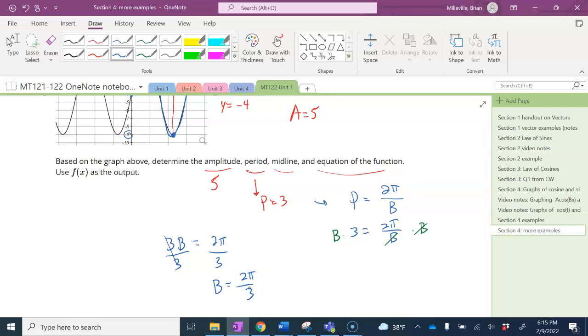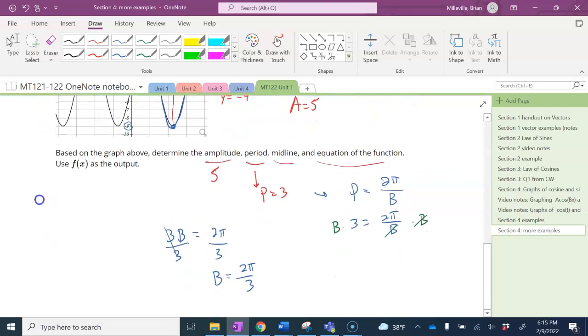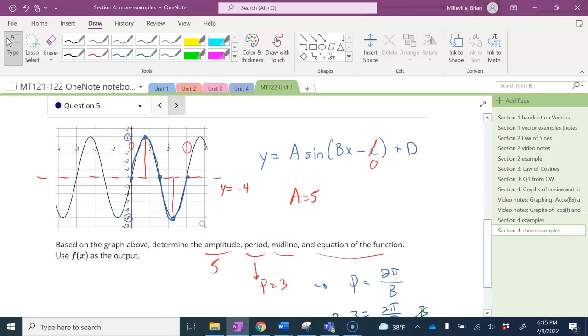Now, what else has happened to this graph? All right, we said it hasn't been shifted left or right. It has been shifted down clearly though. The midline for the normal trig function sine of x is y equals 0. We shifted that midline down 4. So this number d in our formula is going to be -4.